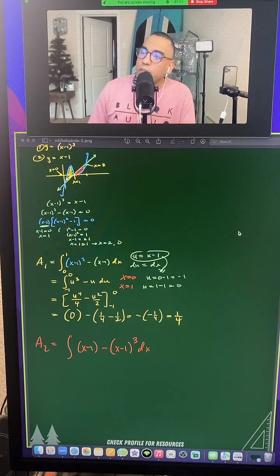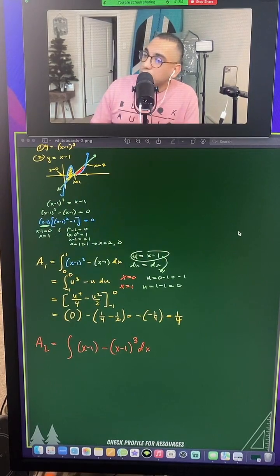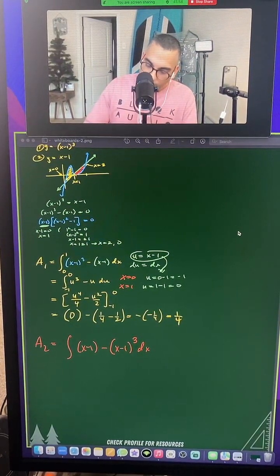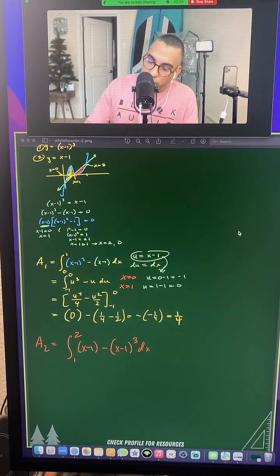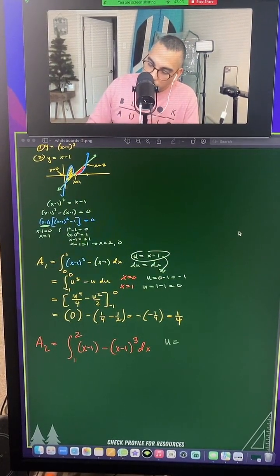Yeah, because I definitely drew it a little different. Yeah, so everyone's saying area from 1 to 2. That is 100% correct. So let's go ahead and do that. Okay, so from area from 1 to 2. And we're just going to use u substitution again. U is equal to x minus 1. Du is equal to dx.